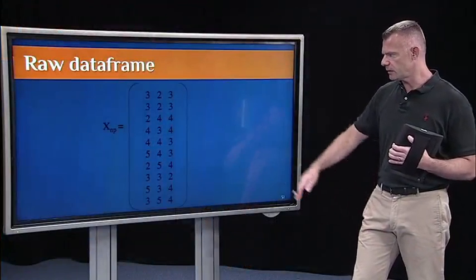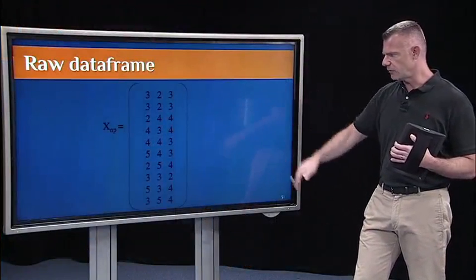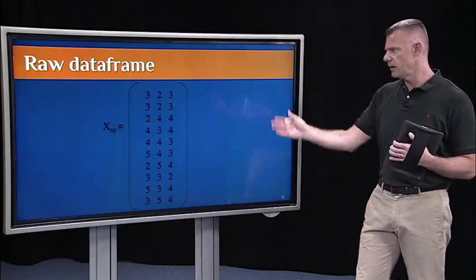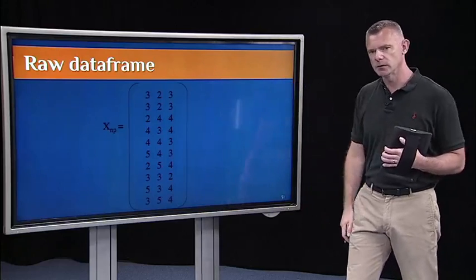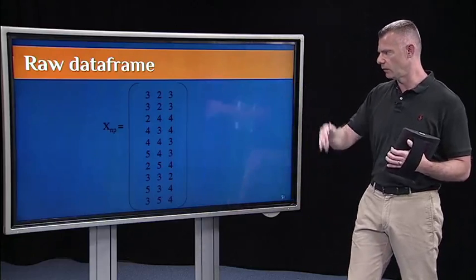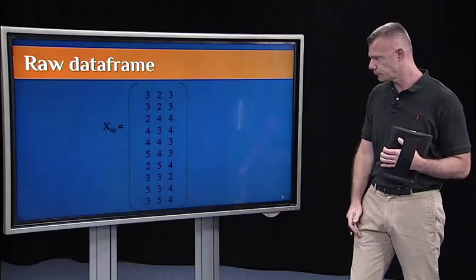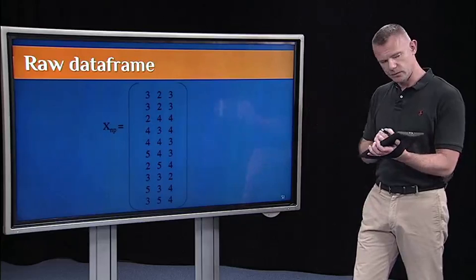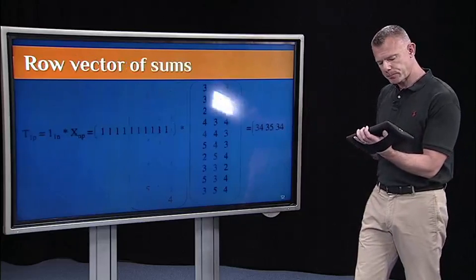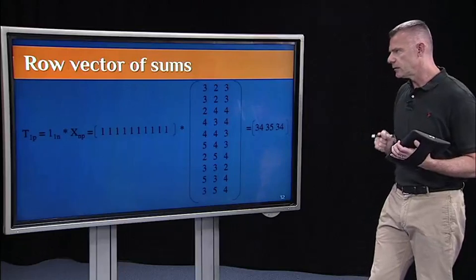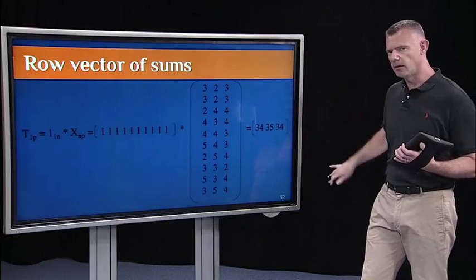So we can think of this as having 10 rows, that's like having 10 subjects in a study measured on 3 variables. And you can imagine these are numbers on like a Likert scale of 1 to 5 or 1 to 7. So we just have 10 people on 3 variables. The first thing I want to do is sum up those columns.